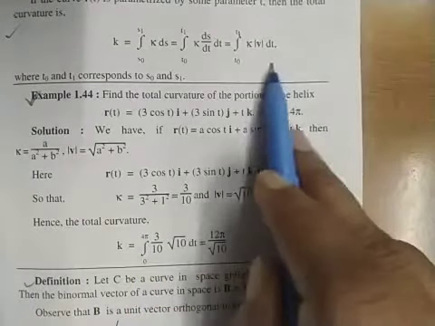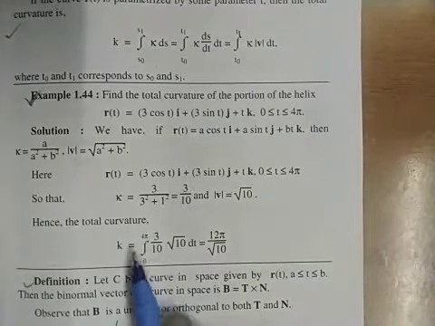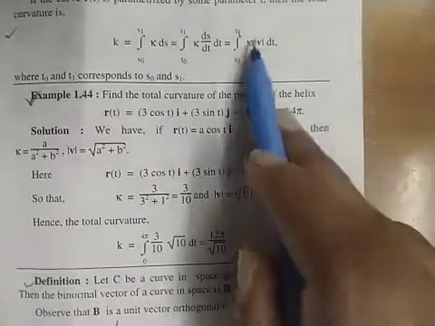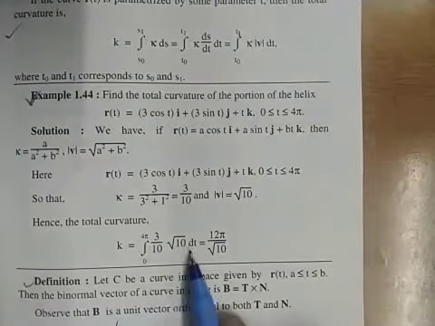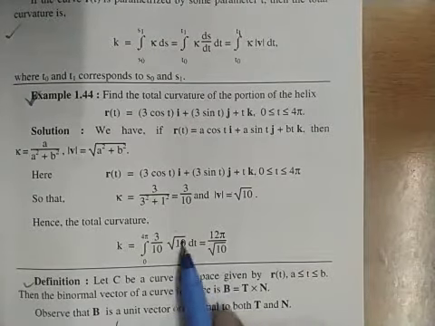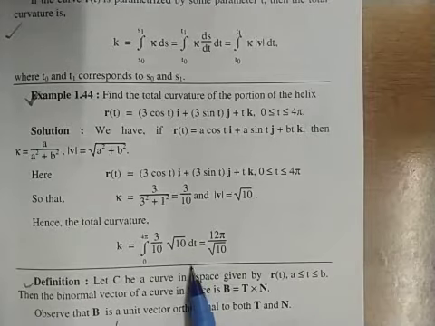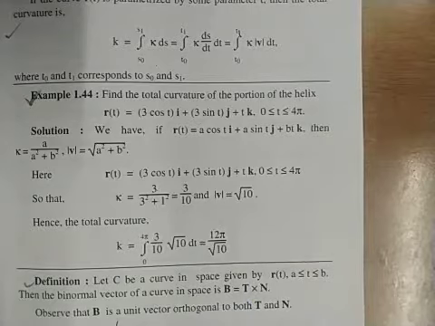Hence the total curvature: using this formula, t varies from 0 to 4 pi, so the integration from 0 to 4 pi of curvature 3 upon 10 into mod v, which is root 10, into dt. After solving this integration, taking the constant outside, the integration of dt is t, and after applying the limits 0 to 4 pi, we get 12 pi upon root 10.